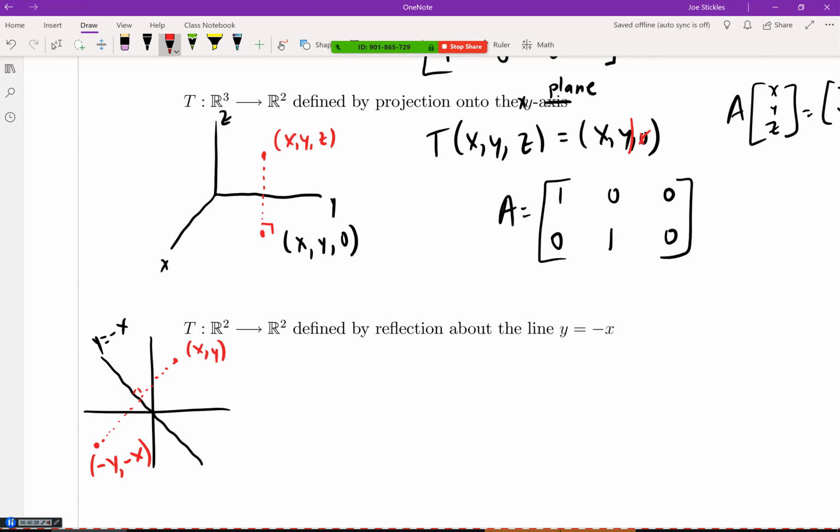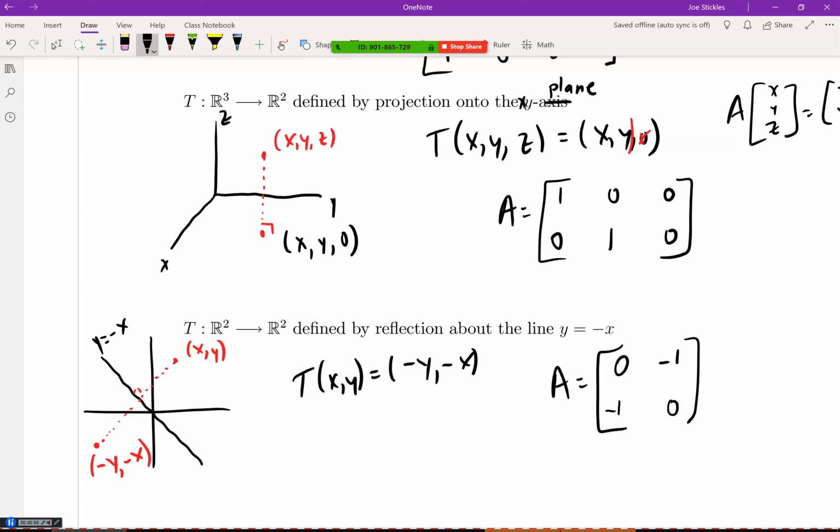Getting flipped around the line y equals negative x, it's going to flip both your coordinates. So your transformation here will be negative y, negative x. So our matrix here, the x is going to this component, so that'll be 0 and negative 1 for the first row, and the second row will be negative 1 and 0. Questions about this at all?